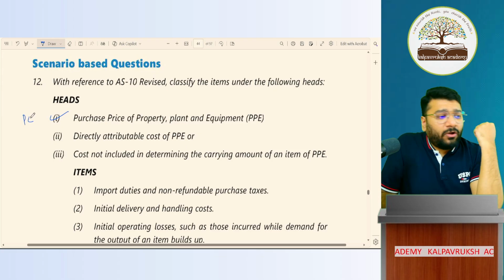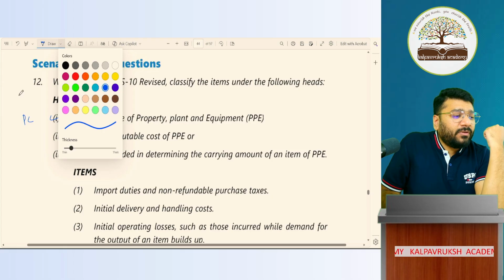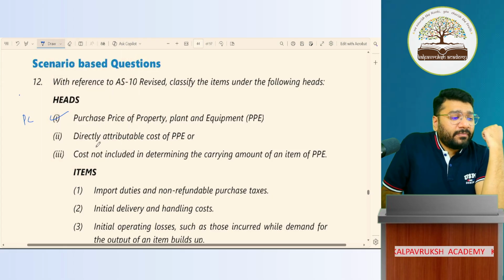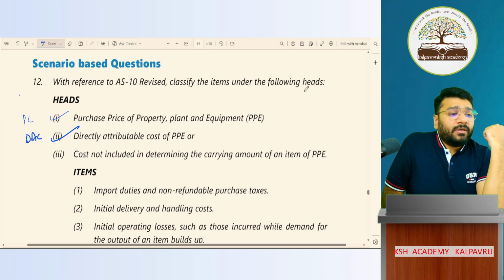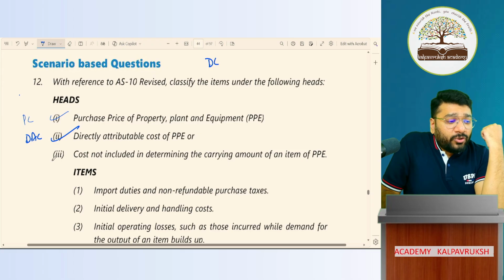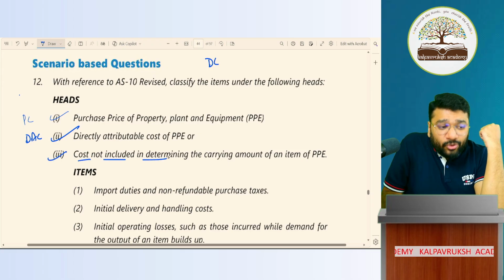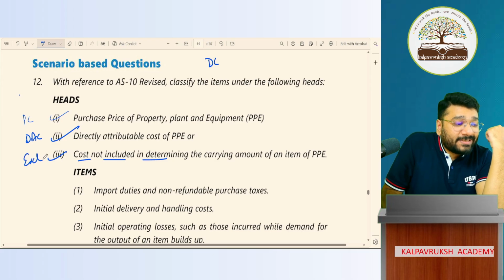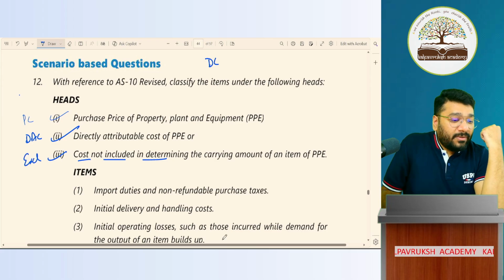It is the first component of cost of PPE. What is the second component? DAC. What is the third component? Decommissioning charges. Another one is the exclusions, cost not included. Correct. Come back to my notes.